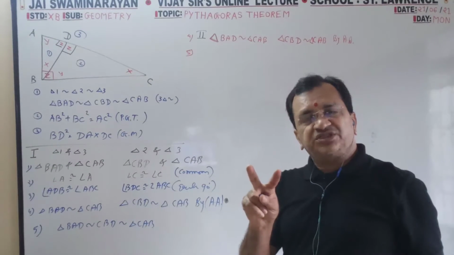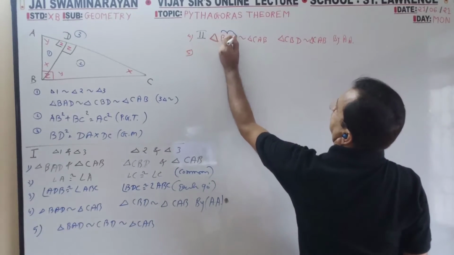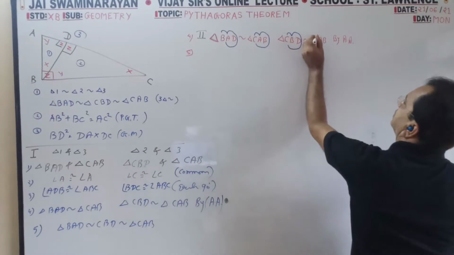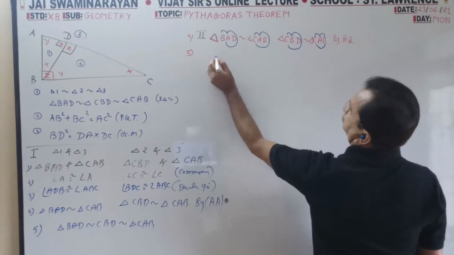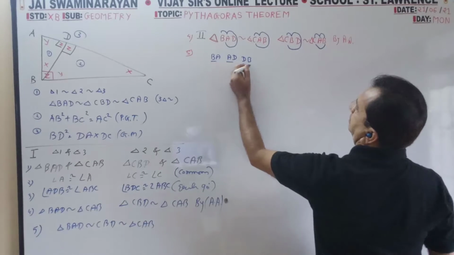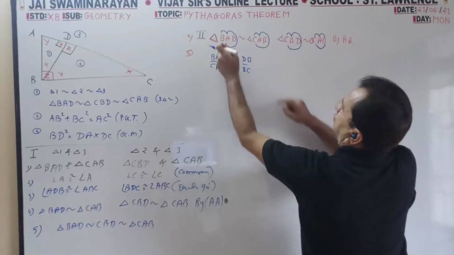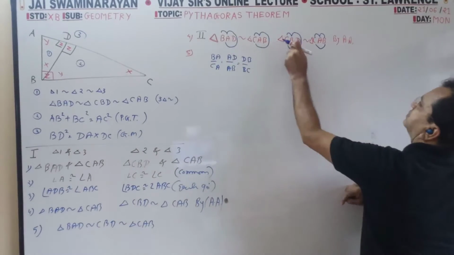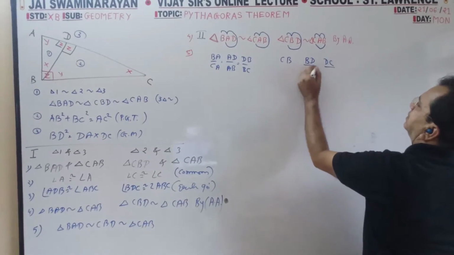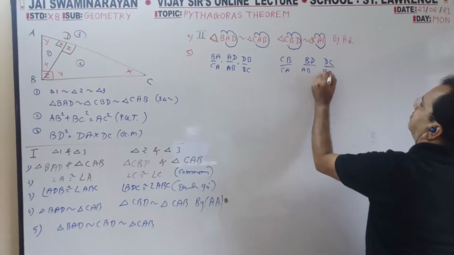Now if two triangles are similar, sides are in proportion. Heart shape: first, second, second, third, third, first. So DA, AD, DB divided by CA, AB, BC. First and second, second and third, third and first. CB, CA, AB, BC.